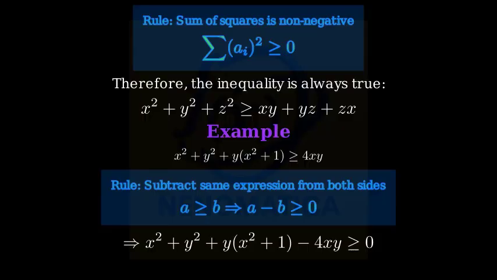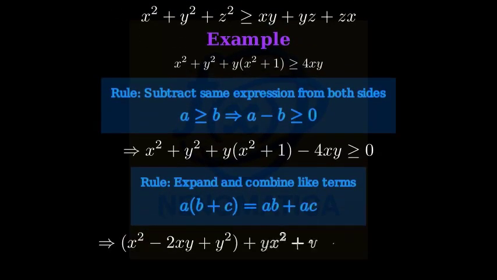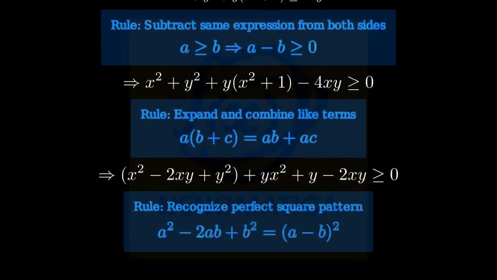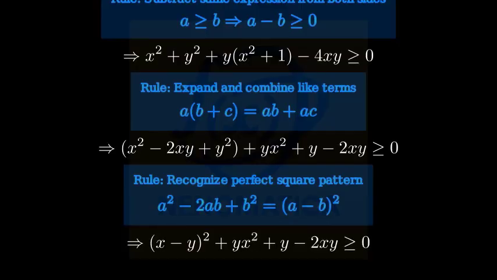Let's expand and rearrange the terms. Simplifying, we get (x squared plus y)(x squared plus y) minus 4xy is greater than or equal to 0. Combining like terms, we get x squared minus 2xy plus y squared plus y(x squared plus y minus 2xy) is greater than or equal to 0. Now, we recognize that the first term is a perfect square. So our inequality becomes (x minus y) squared plus y(x squared plus y minus 2xy) is greater than or equal to 0.